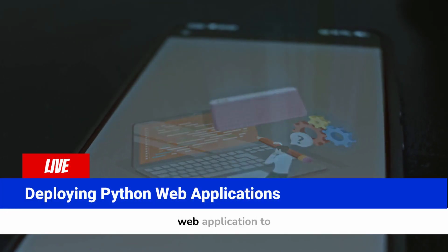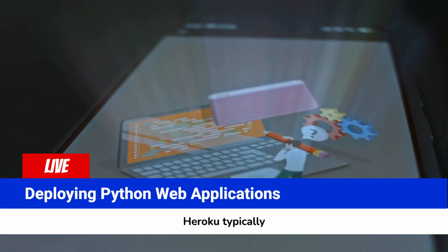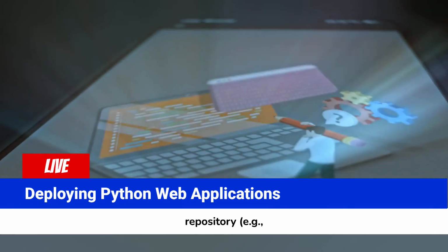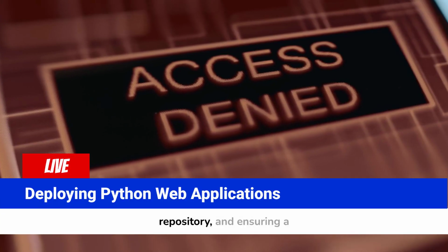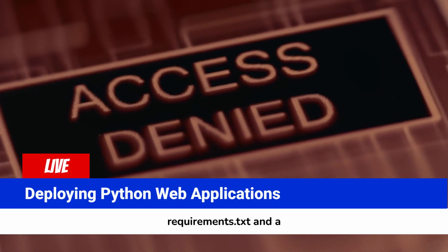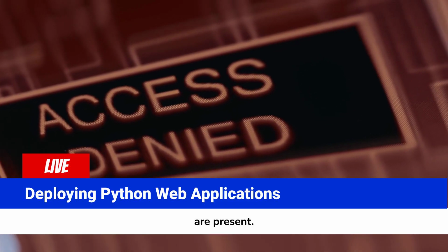Deploying a Python web application to platforms like Render or Heroku typically involves pushing your code to a Git repository, e.g. GitHub, connecting the platform to the repository, and ensuring a requirements.txt and a Procfile specifying how to run the app are present.